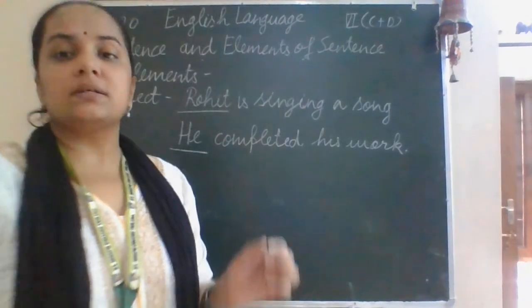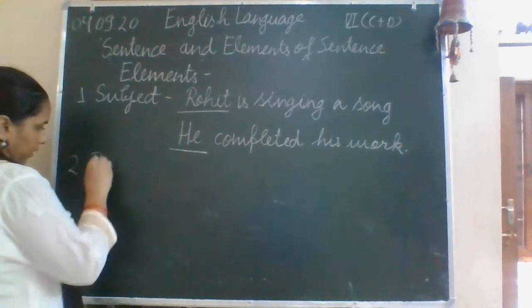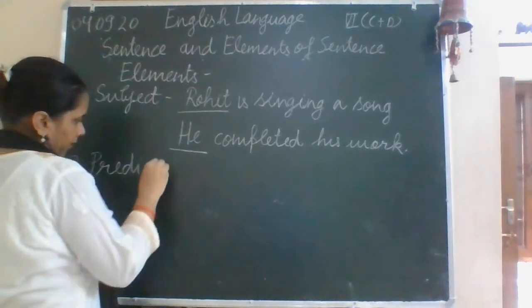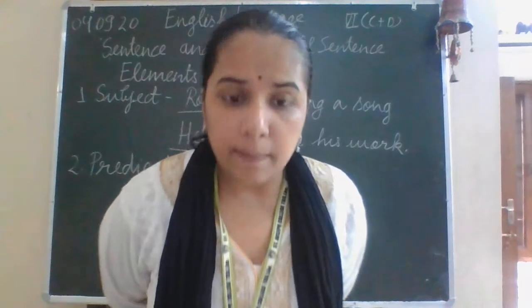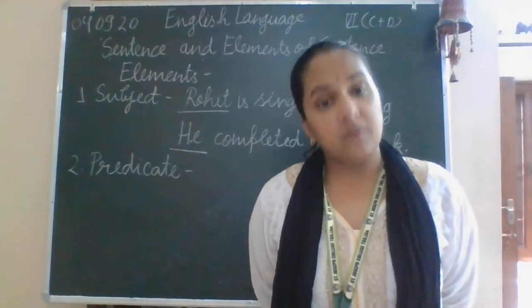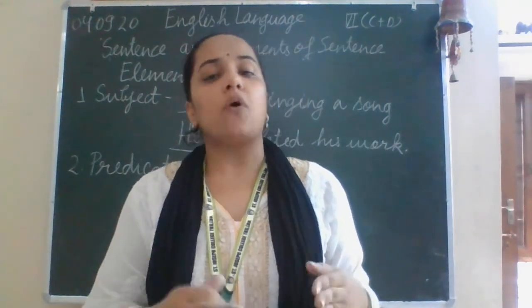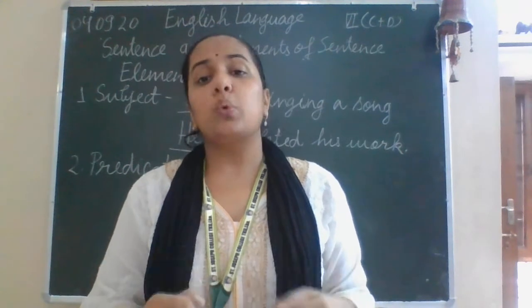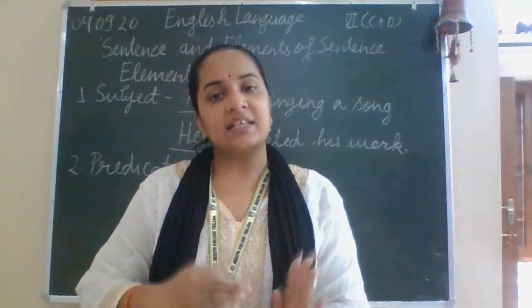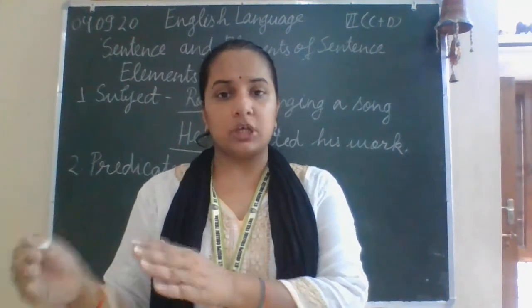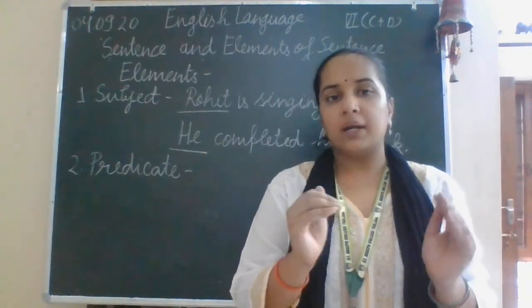Now, the next element of the sentence is the predicate. What is a predicate? A predicate is the part which contains a verb and tells something about the subject of the sentence. That is known as the predicate. So usually in any sentence, if you leave the subject, the rest of the portion of the sentence is known as the predicate.